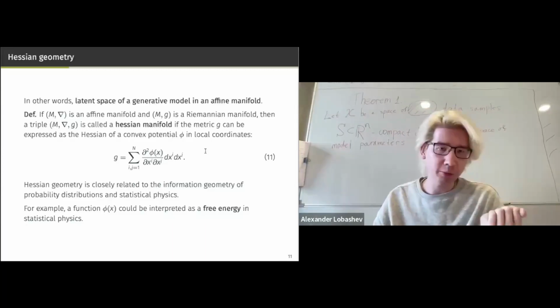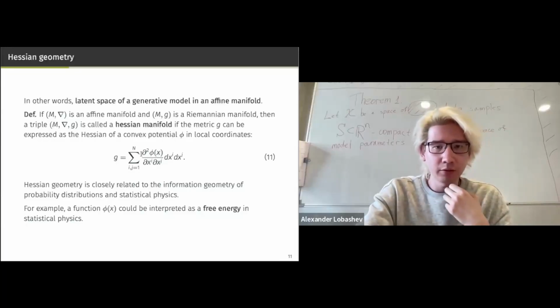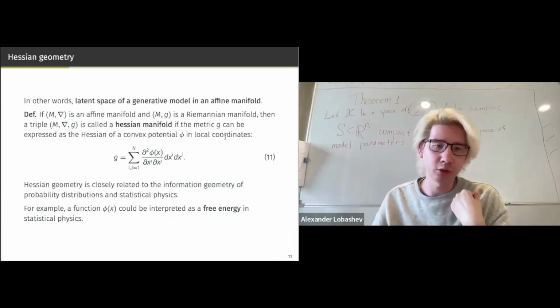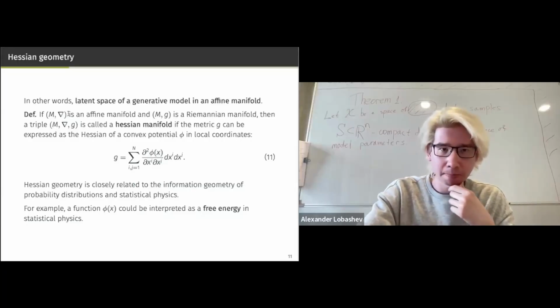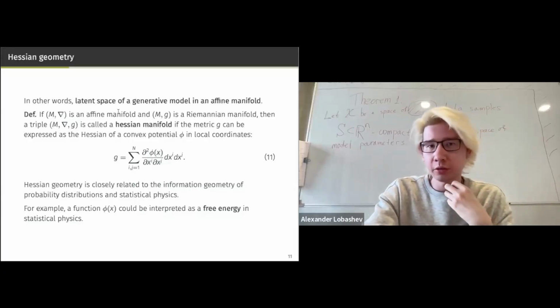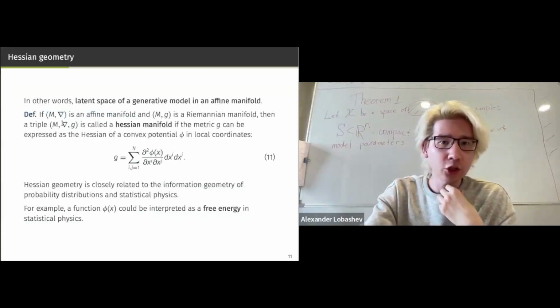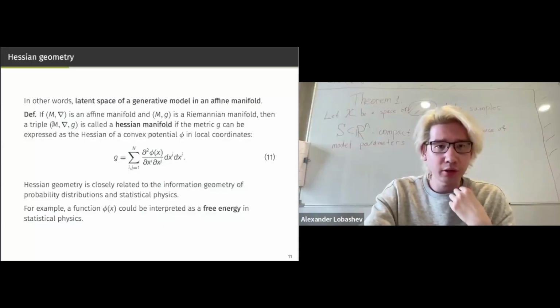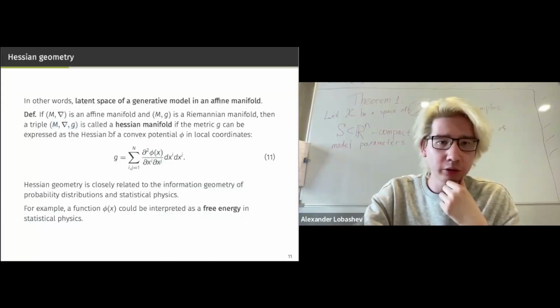But in the case of affine manifold, we don't have any connection coefficients, and actually this equation 11, which is Hessian of a convex function, will be invariant with respect to this coordinate transformation. So actually, we could consider a more general structure. If we have an affine manifold, then we could introduce a triple consisting of manifold, flat connection, and metric, which is a Hessian of a convex function.